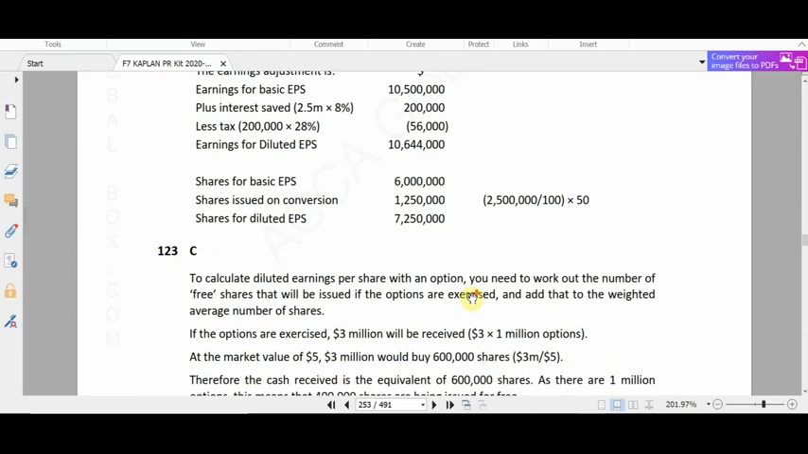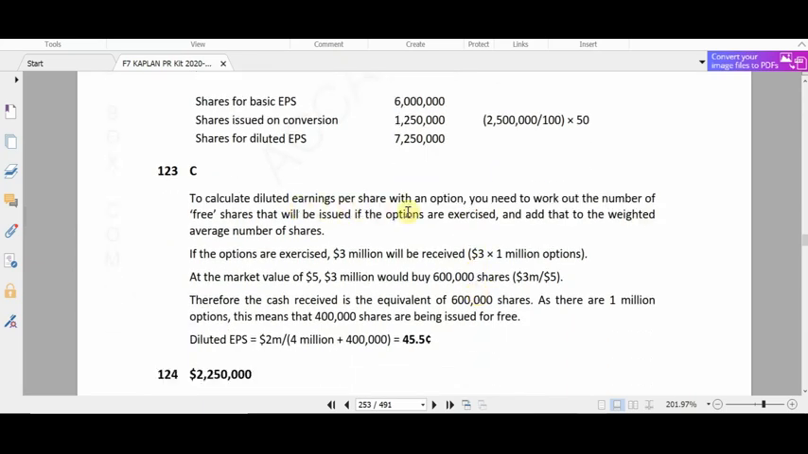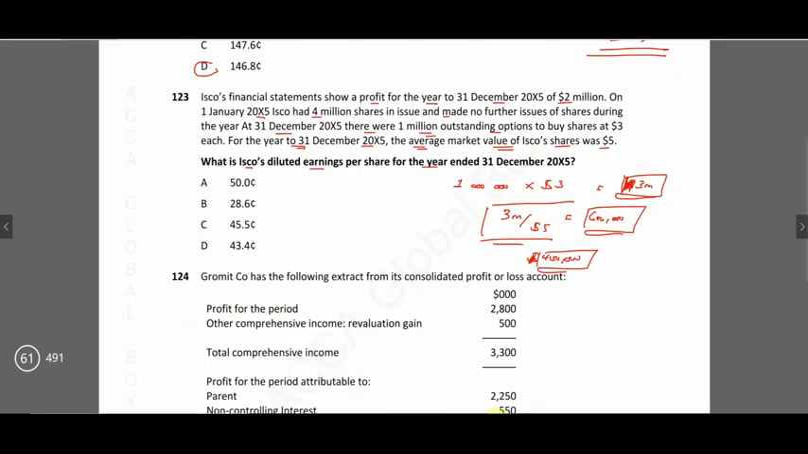So you see, let me show you the answer. To calculate the diluted earning per share, you need to work out on the number of free shares. So you see 3 million options are there. 3 million multiplied by $3, you get 3 million. 3 million divided by 5, you get 600,000 shares. The total options are 1 million. Out of that, 600,000 are for 3 million. The rest would be free, 400,000. So you add up 4 million existing shares plus 400,000 notional. 2 million is the profit. So 2 million divided by the notional shares, then you get 45.5 cents as the answer.